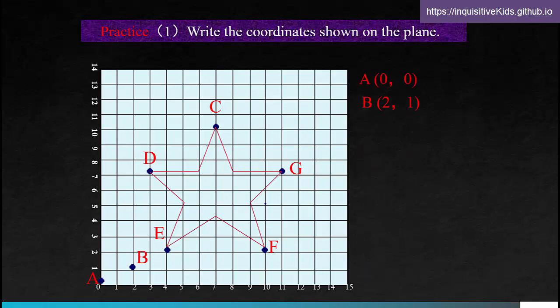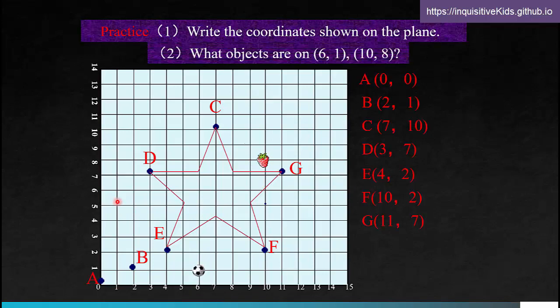So here's just the answer key. A is this, B, C is 7, 10. D is 3, 7. E is 4, 2. F is 10, 2. G is 11, 7. So those are the answers that you should have. If not, maybe you miscounted something, so just go back and review what you have.